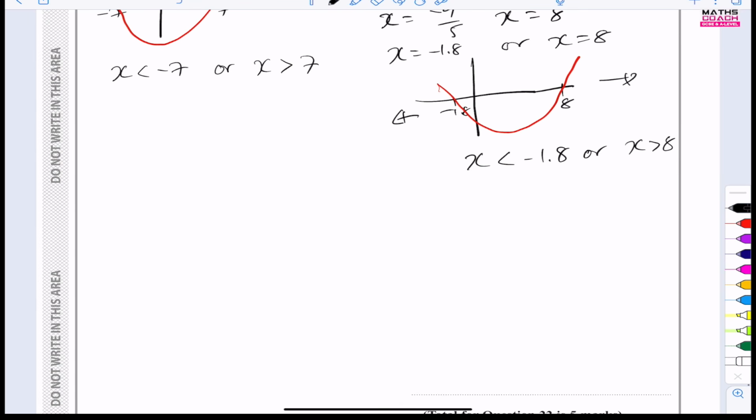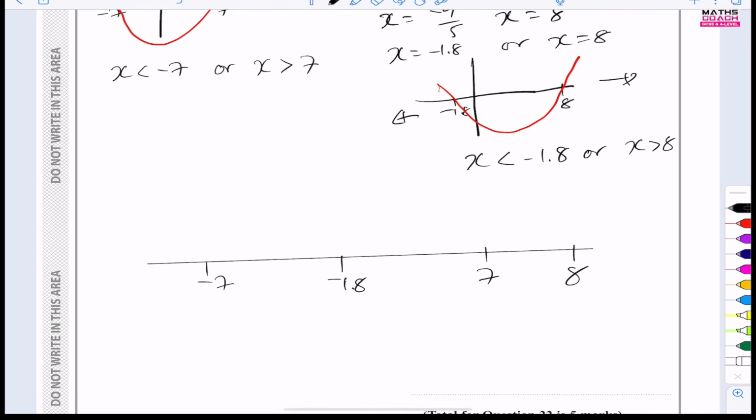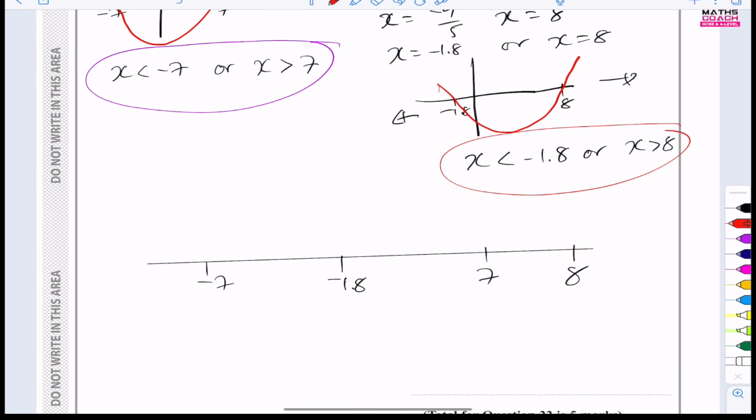Now we're going to have to represent both of these on a number line, and that's the last step. So here's a number line. I'm just going to make up some values. I'm just going to put down the values that we are using. So minus 7, we've got minus 1.8 somewhere here. We're going to have a 7 here, and we're going to have an 8 here, let's just say. It doesn't have to be accurate. It's just a representation to help me do this next part. So this part I'm going to do in purple, and these two I'm going to do in red, okay?